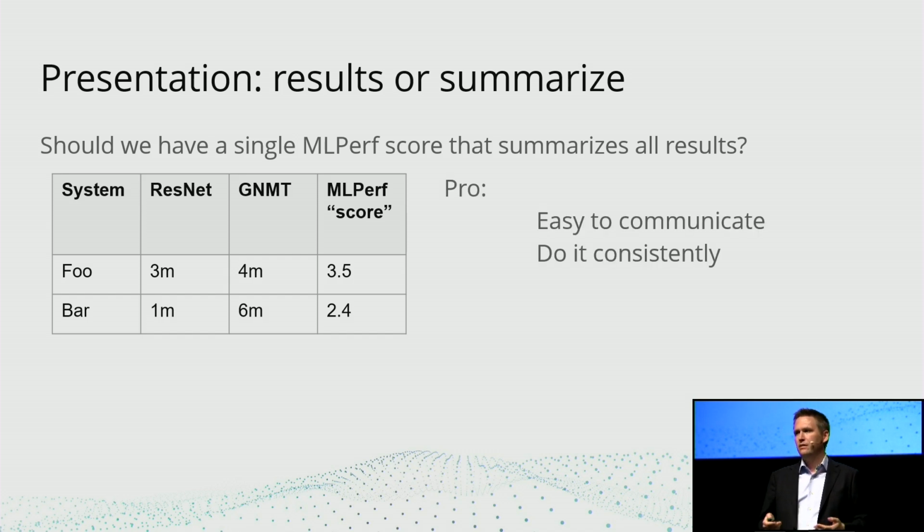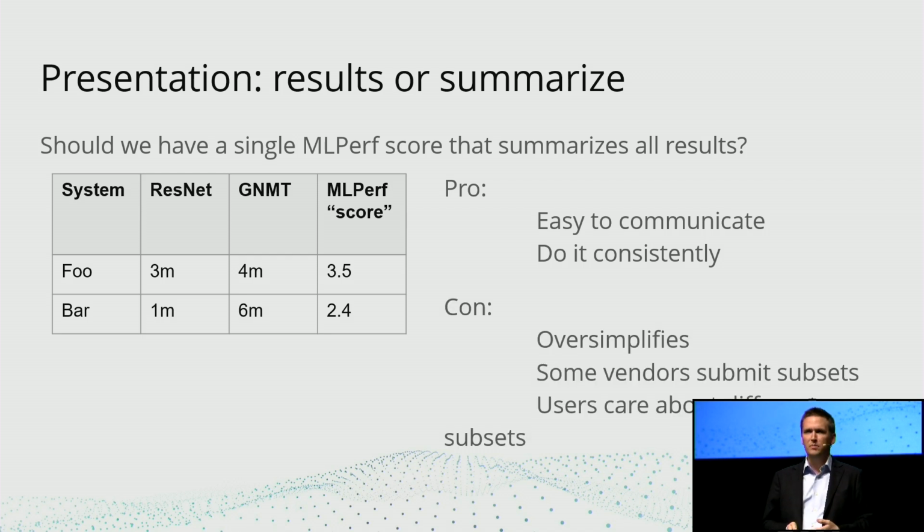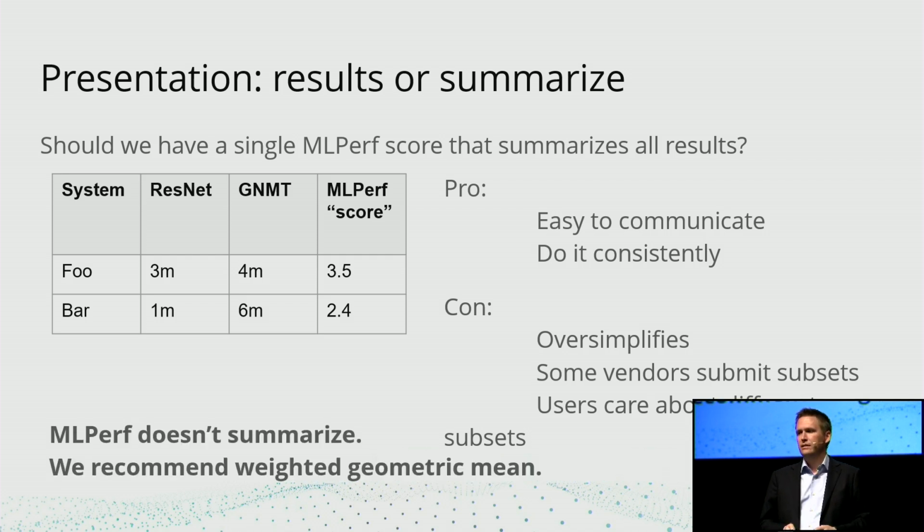So in short, our conclusion after some debate was that summaries are easy to communicate and do enable people to do summarization consistently, but they oversimplify. Some vendors want to submit subsets. Other users only care about different subsets. So we don't summarize. If you do, please use weighted geometric mean. Arithmetic mean has traps.